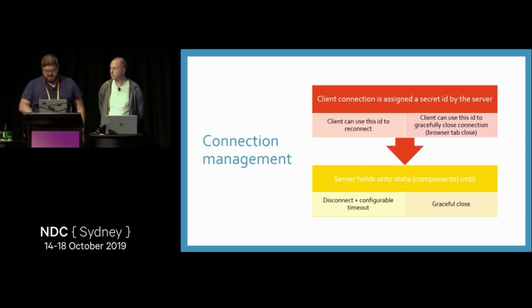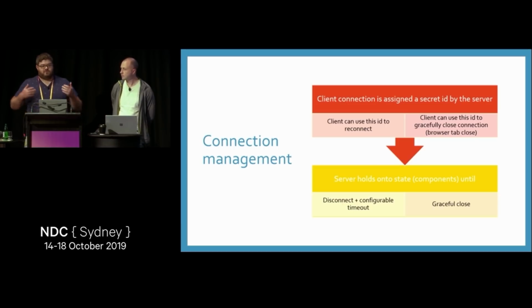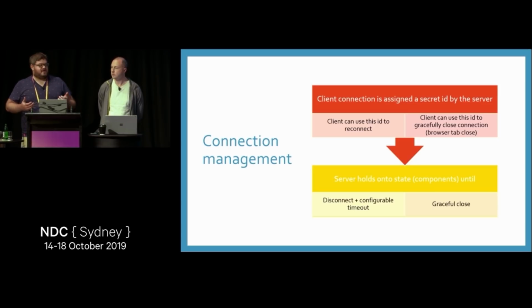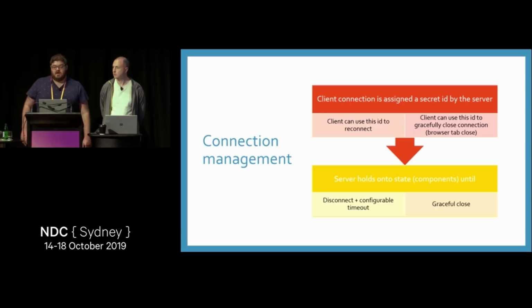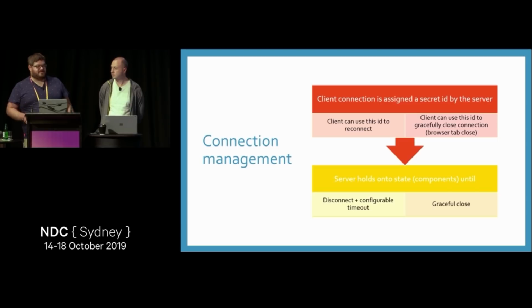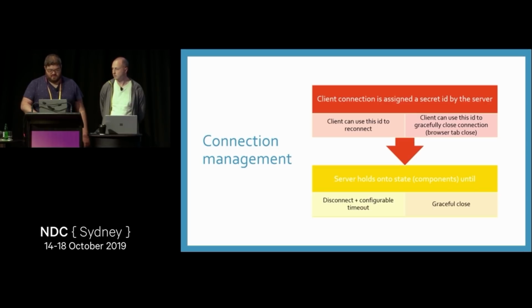So how this works: you get a SignalR connection. Over that connection, you get a secret ID. The browser holds on to that secret ID and can use it to reconnect if something goes wrong. That's important because on the server, we have to retain the ability to diff with the client. We need a persistent connection to the server because all your state and all your components are in memory. We will hold on to your components in memory on the server until you disconnect and things time out, or until you gracefully close. If you close the browser tab or navigate away from the site, for instance, we'll detect that inside the browser, send a message to the server, and instantly kill all your state on the server.